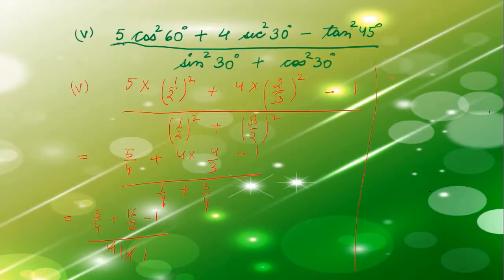So you can write over here, now take the LCM over here. So it will be 12, (15 plus 64 minus 12), and it is divided by 1, either you write or not. So it will be 79 minus 12 upon 12. So it will be 67 upon 12. So this is your answer.